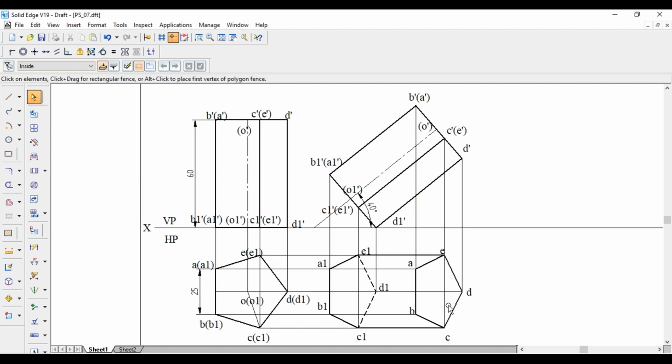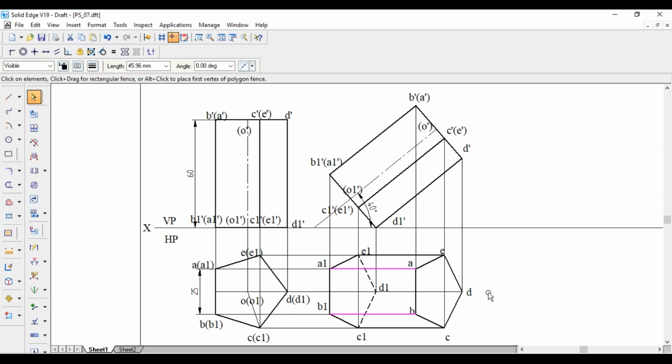Moving to the longer edges. E1 and CC1 are joined already. So we are left with AA1, BB1 and DD1. So AA1, this is B dash B1 dash, that is behind that one A dash A1 dash. Both are nearer to the observer, both are visible. So AA1 and BB1 are continuous dark.